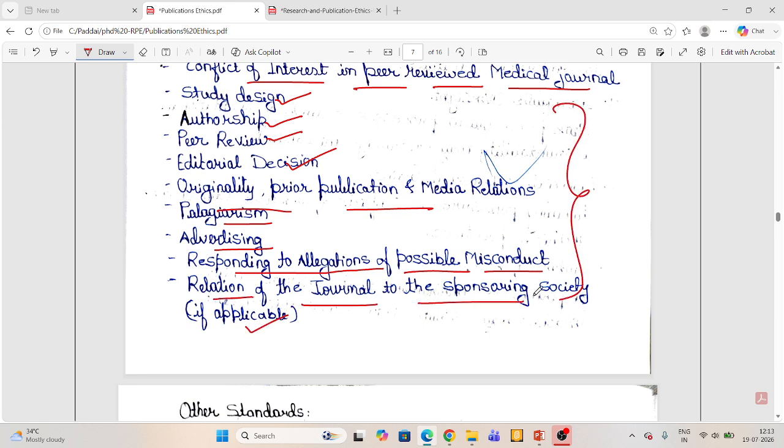So you can see, COPE can have its own guidelines and its own flow chart, and WAME has its own guidelines and its own flow chart. So WAME is specifically for medical journals. So for further details you can just go through the website and go through each one of them, how their guidelines are related to study design. While writing the answers, you need not write each and everything in detail.